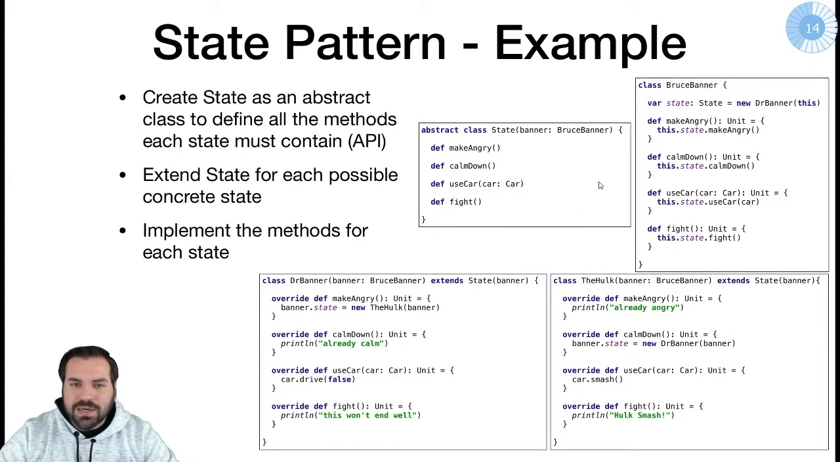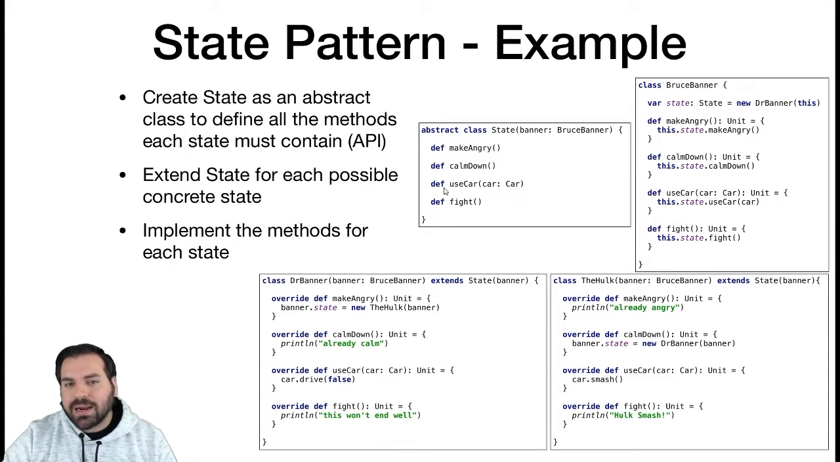So let's look at the rest of the code here. We're going to create the state class, which is abstract, which is going to define the methods that can be called on an object of type state. And it's also going to take a reference to a Bruce Banner so that each state is going to know the Bruce Banner object to which it's attached. Of course, there's only one Bruce Banner. Bruce Banner could be an object here. But for the sake of example, I just made it a class. So Bruce Banner, actually I could just make that an object. It doesn't change much.